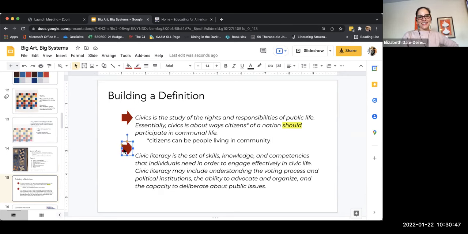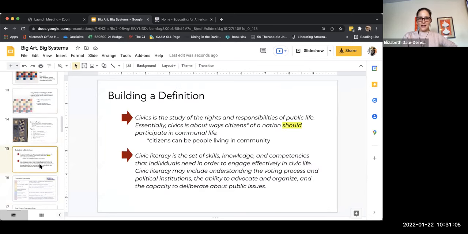Civic literacy is the set of skills, knowledge, and competencies that individuals need in order to engage effectively in civic life. Civic literacy may include understanding the voting process and political institutions, the ability to advocate and organize, and the capacity to deliberate about public issues.